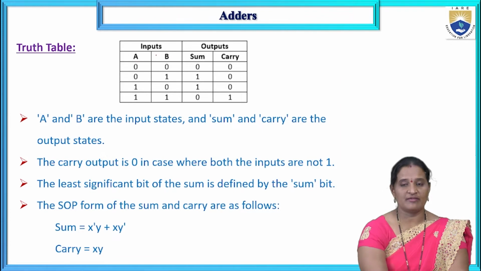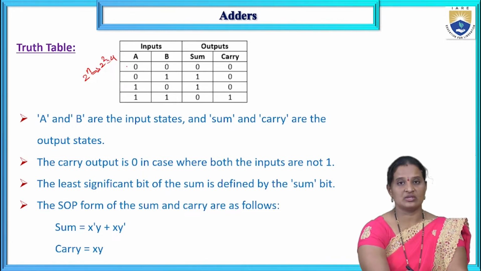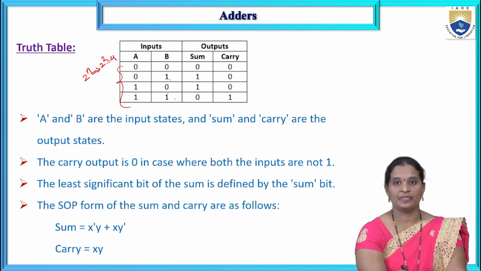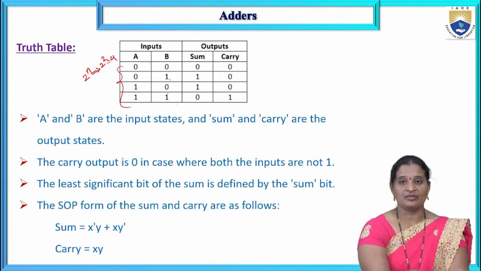Okay. So as we have two inputs here, we can have how many input combinations? 2 power 2 is 4. So these are the 4 combinations of input: 0 0, 0 1, 1 0, 1 1. Now I am performing the addition.